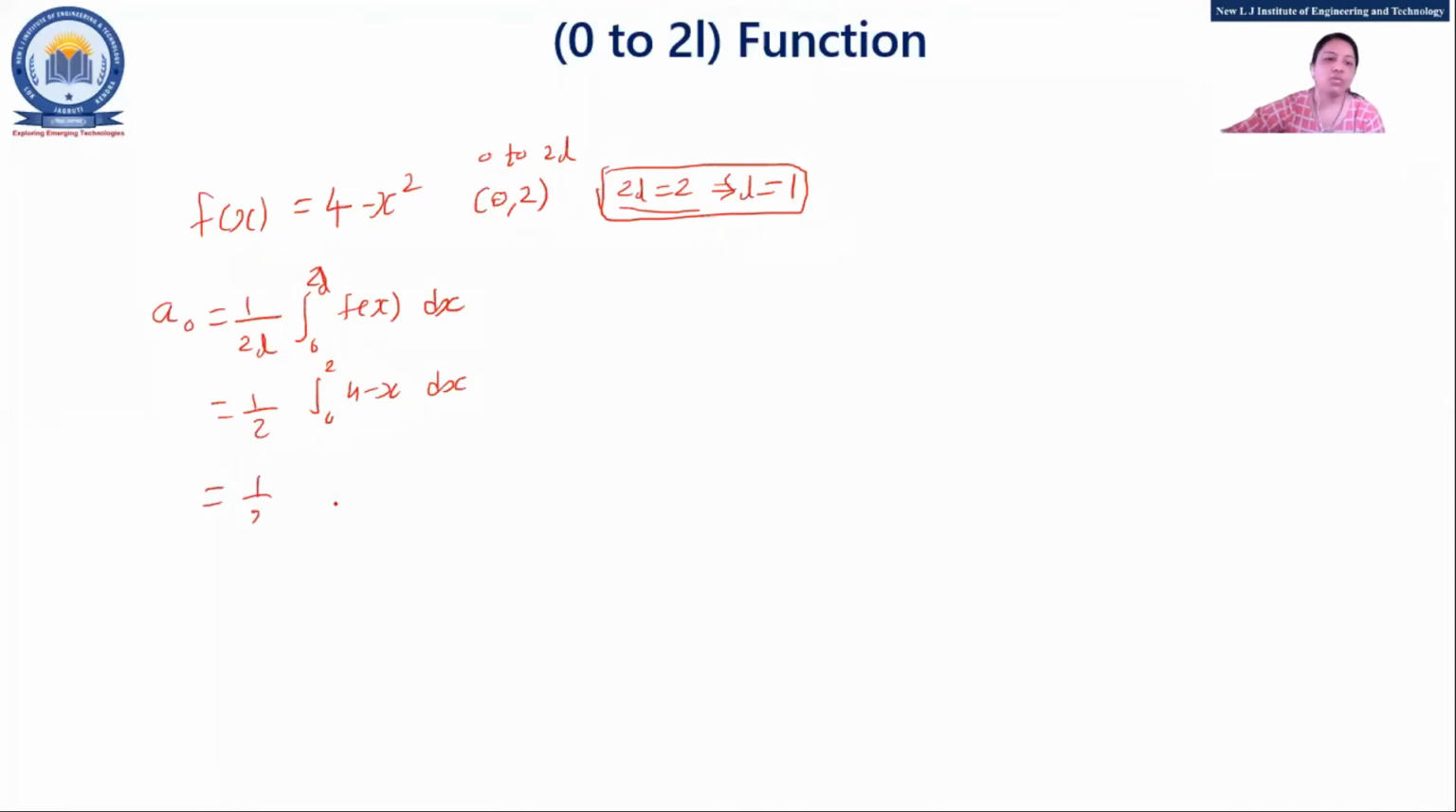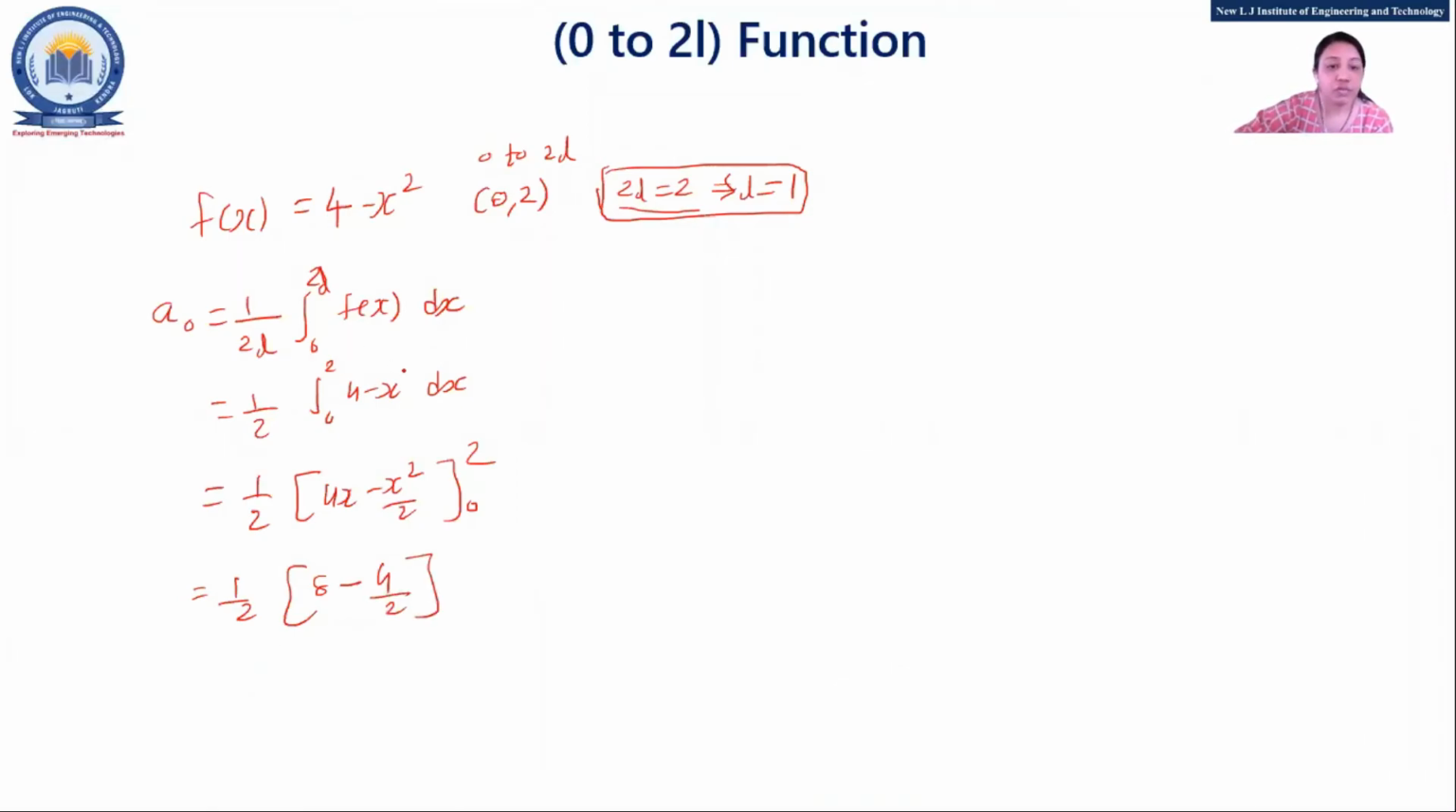1 by 2, 4 minus x square. So it would be 4x minus x square by 2, from 0 to 2. Just put this 2 into this. No need to put 0, because when you put 0 instead of x, both terms will be 0. So you only put the upper limit. So 8 minus x square by 2, so 2 square.